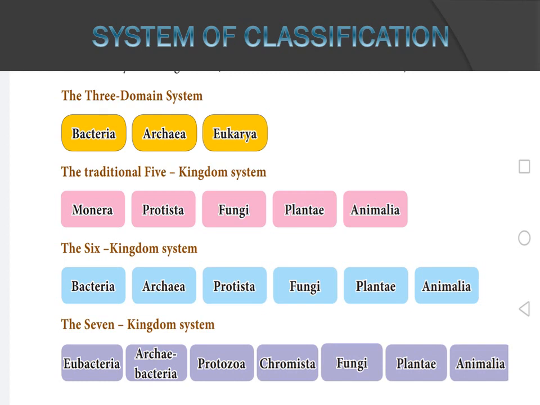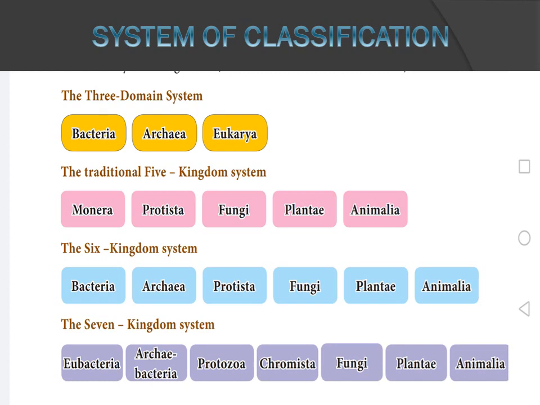So listen, system of classification, in the sense how they are classifying these organisms, right? Various methods are followed. The first method is the 3-domain system. In the 3-domain system, the entire organism is classified into 3 domains, that is bacteria, archaea and eukarya. Later it is changed to 5 kingdoms. Here, bacteria and archaea are put as Monera. Then eukarya is classified into 4: Protista, fungi, plantae, animalia.